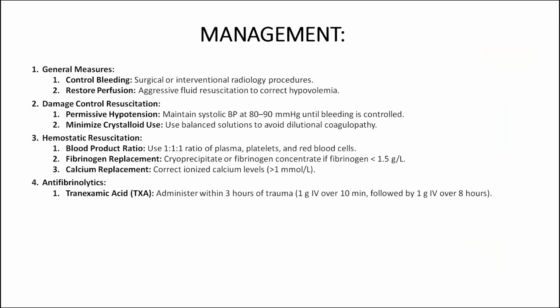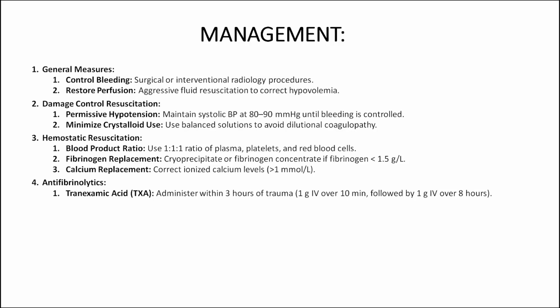Probably you might have to follow a massive transfusion protocol, and based on the PROPPR trial, there is a ratio of 1:1:1, that is plasma, platelet and RBC bags. Based on your laboratory value of fibrinogen, etc., you might have to supplement this patient with either cryoprecipitate or fresh frozen plasma. Always try to maintain the ionized calcium level at more than 1 millimole per liter.